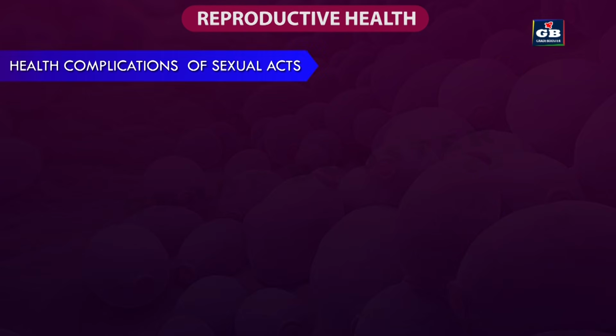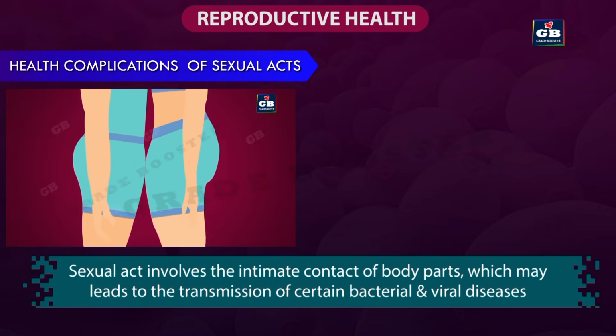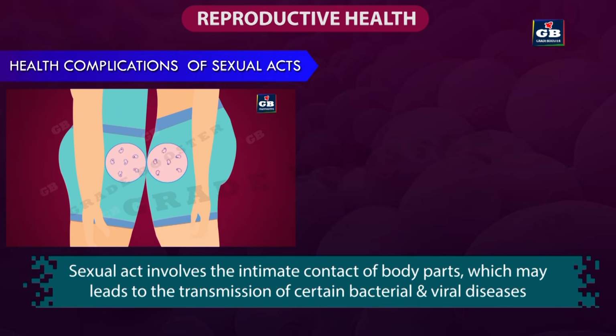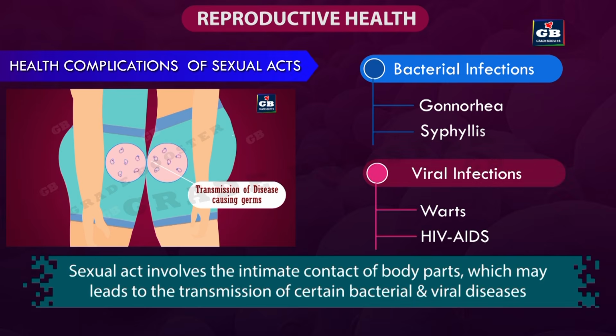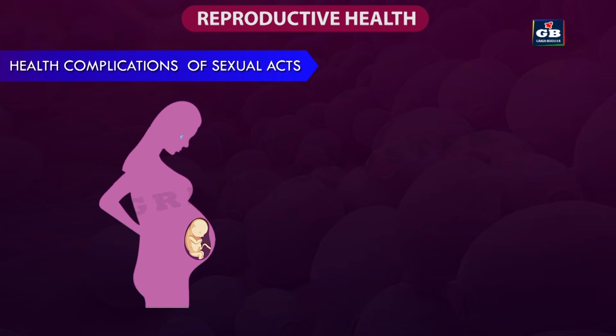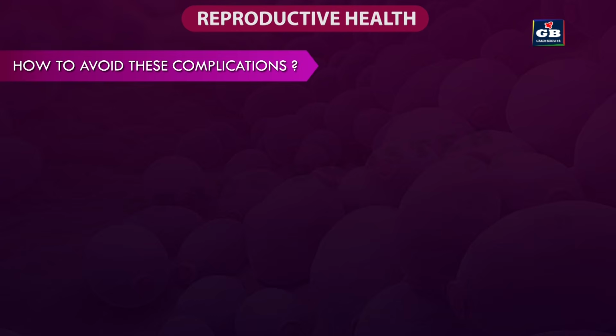Health complications due to sexual acts. The sexual act involves intimate contact of body parts, which may lead to the transmission of certain bacterial diseases like gonorrhea and syphilis and viral infections such as warts and HIV/AIDS. For girls, getting pregnant at a younger age can adversely affect their health. How to avoid these complications?